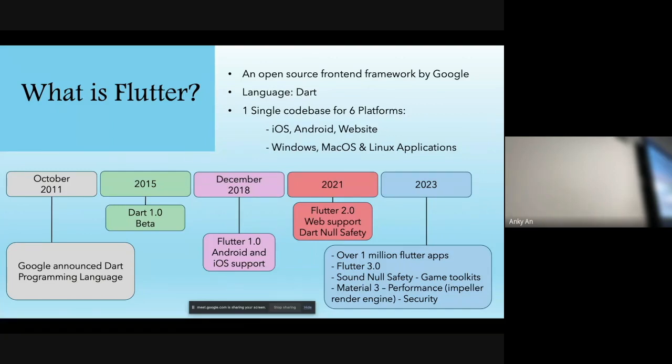And Flutter 3 is amazing. There's a lot of changes to it, including sound null safety and game toolkits, new designs, which they call Material 3, and improved performance and security. So the performance, there's something called Impeller Render Engine. And at the moment, it's just working for iOS, but they're working on releasing it on Android as well. So anyone who tried Flutter before 2021 did not really experience the good part about Flutter. So it's improved a lot.